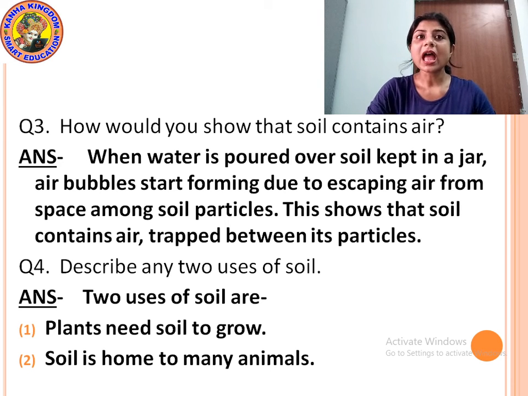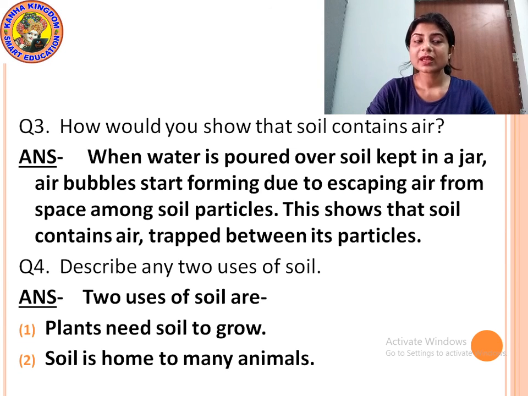Question number 3. How would you show that soil contains air? The answer is, when water is poured over soil kept in a jar, air bubbles start forming due to escaping air from space among the soil particles. This shows that soil contains air trapped between its particles.